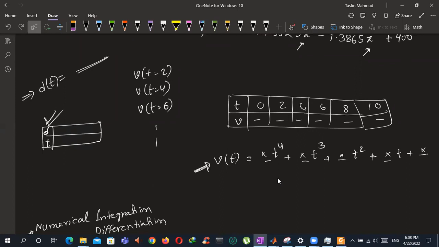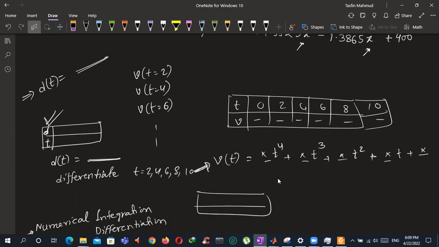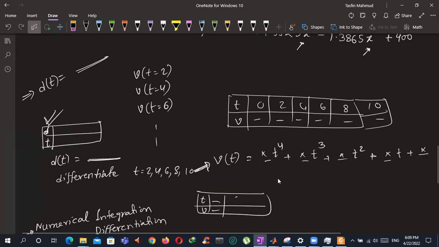So after fitting this curve, you will get something like this. Then differentiate it for different time instances, for t equals 2, 4, 6, 8, 10. Then you will get a table for velocity. Okay, then fit the curve once again, and then differentiate it once again to get the acceleration.